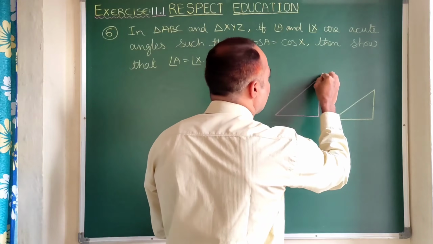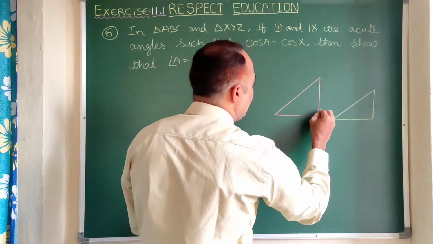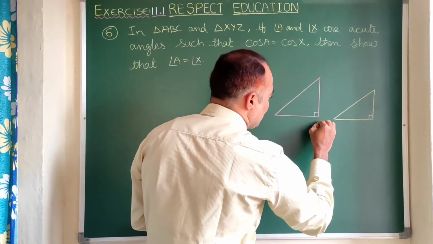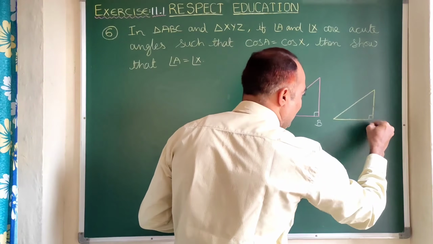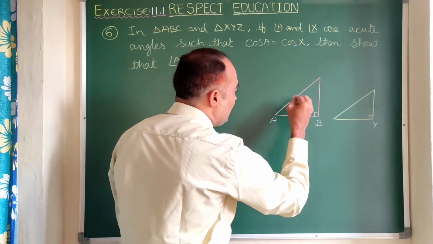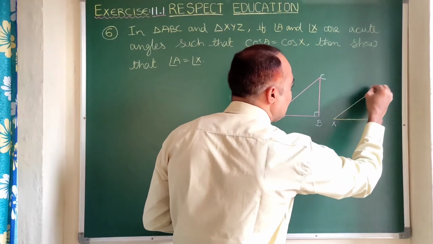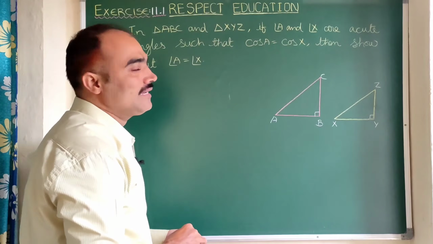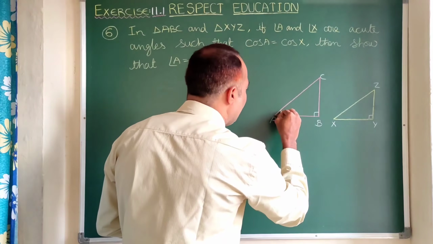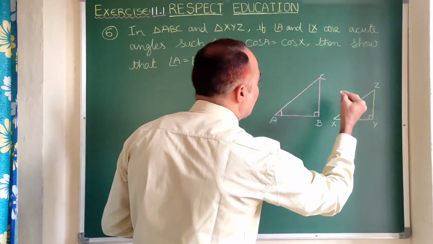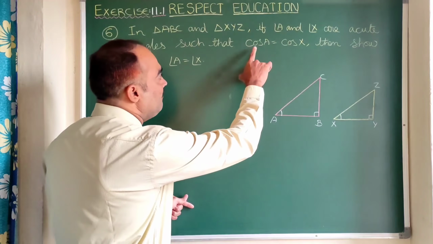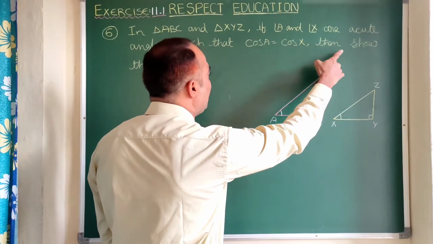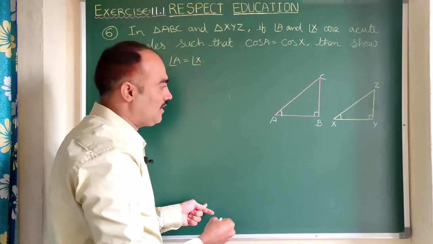So let us label it as ABC. Here right angle at B. Here this one right angle at Y. So here is B, here is Y. So ABC, A, B and C. This is X, Y and Z. Okay, angle A and angle X are the acute angles. See, here is angle A and here is angle X. Both are acute angles. Given condition, observe carefully. Cos A is equal to cos X.